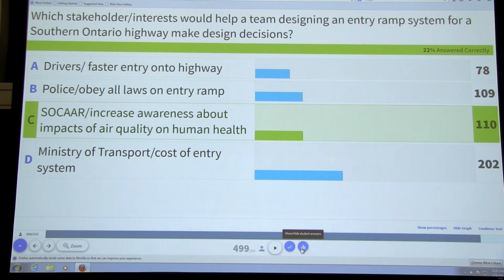Every single incorrect answer had the word entry or entry ramp in it. It referred back to the question and the design. So the old rule of repeat the question in your answer does not hold with stakeholder interests. Stakeholder interests are independent of the design.